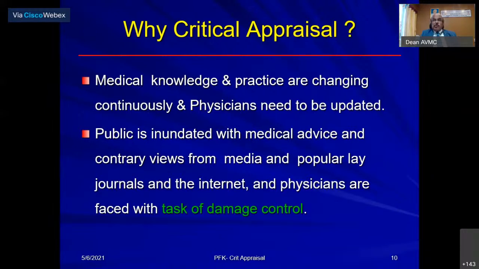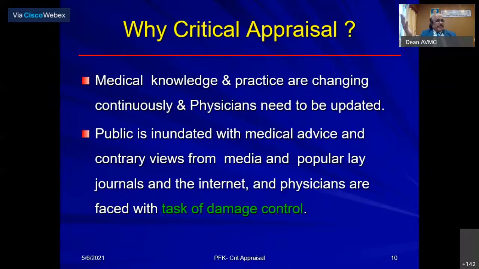The COVID period has taught us many new lessons, like the media and misleading literature. The public is inundated with medical advice about what to follow and what not to follow. So the task of damage control to the public or community lies with the physician, with the medical professionals. You should be able to educate people about what is right and what is wrong.